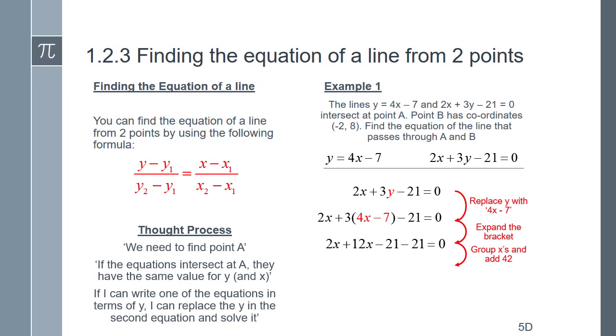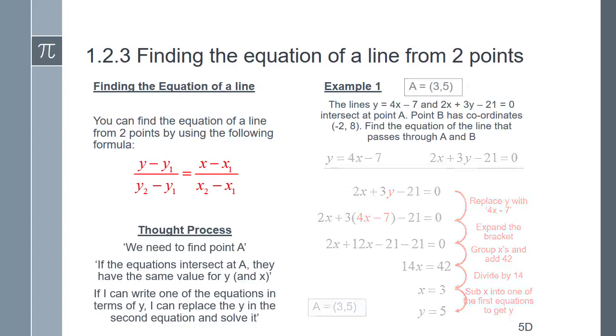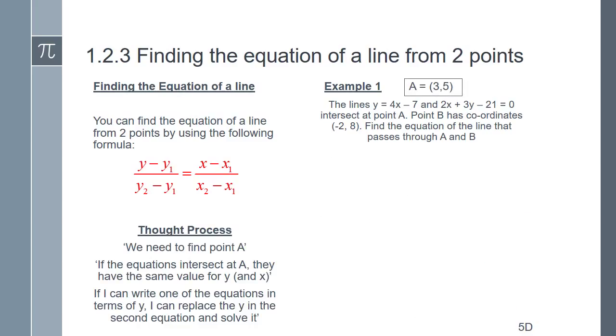Expand the bracket, collect the like terms together. 14x is equal to 42, so therefore x is equal to 3. Once we know that x is equal to 3, we can substitute that into any of the equations. It's easier to use the 4x minus 7 one to get that y is equal to 5. So now we've got the point A. A is at the point (3, 5). I'll make a note of that somewhere so I don't forget it. There it is: A is (3, 5).